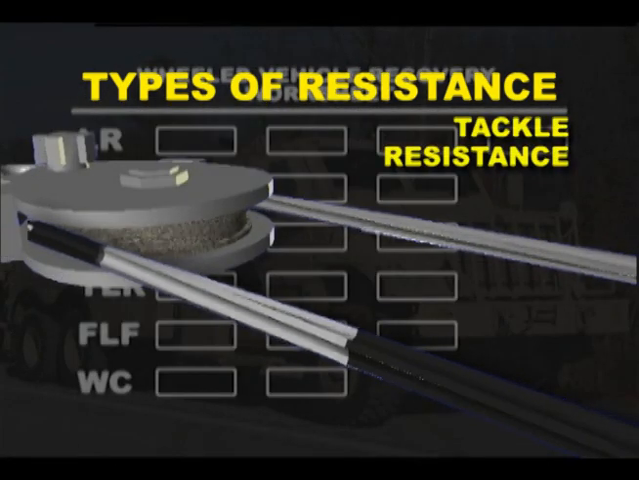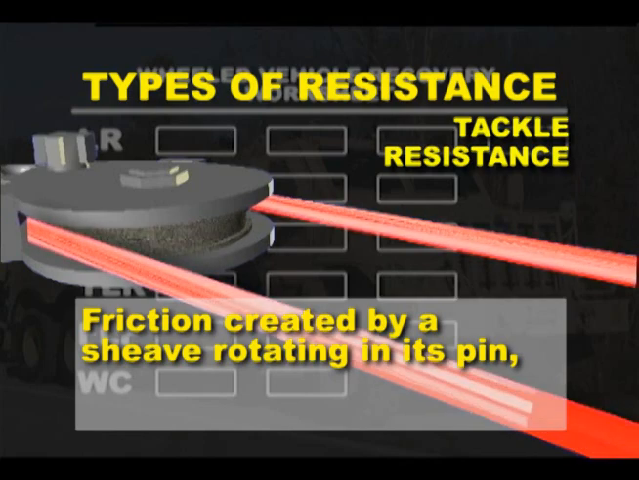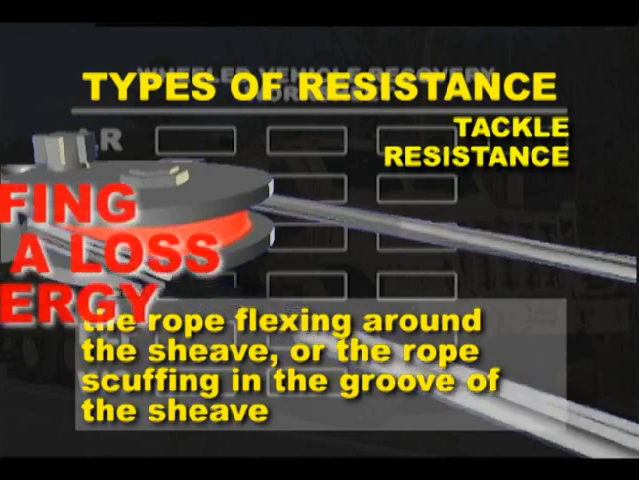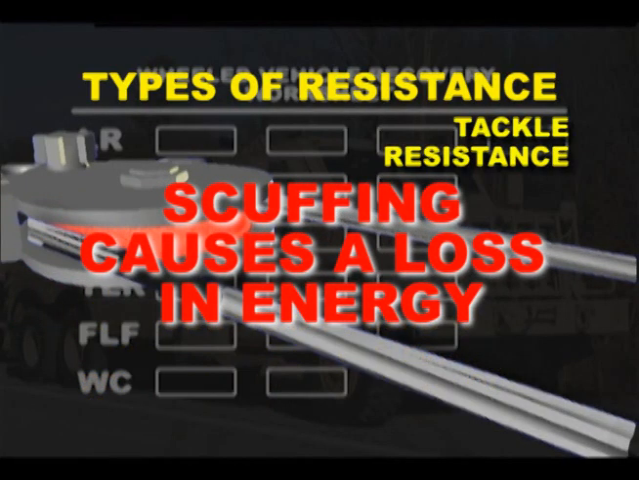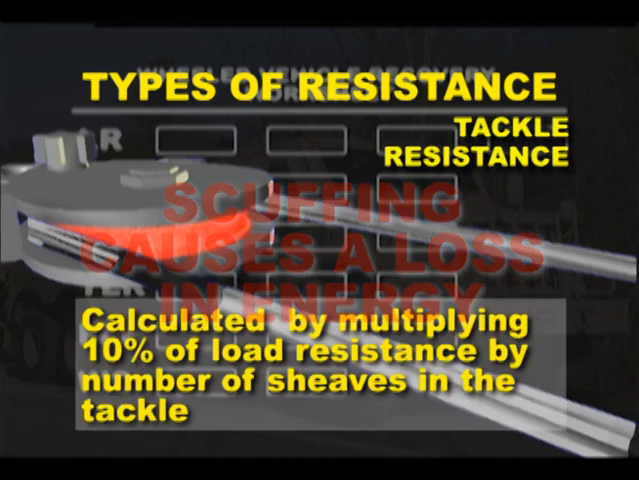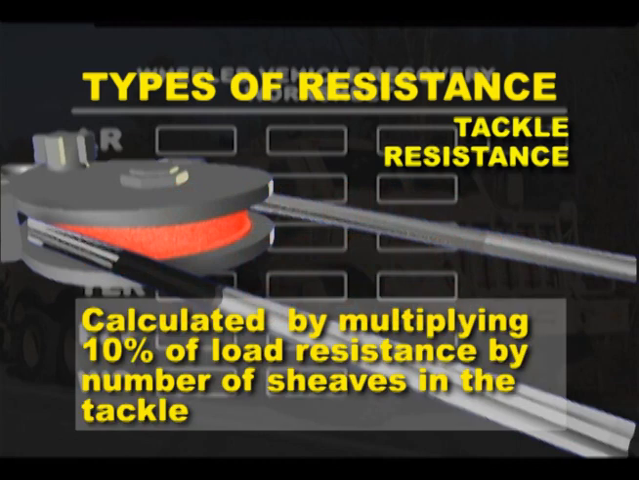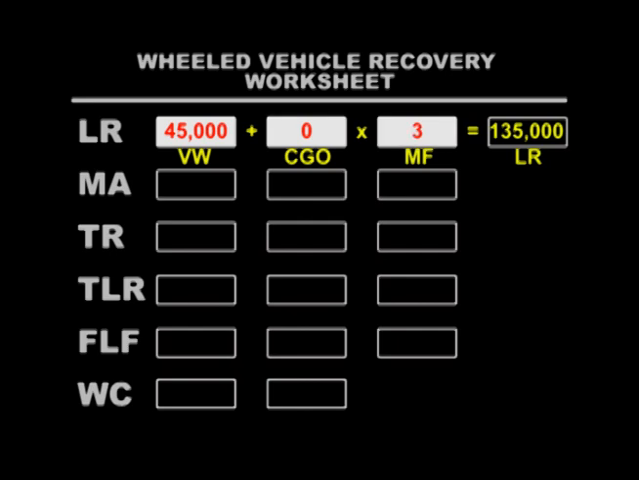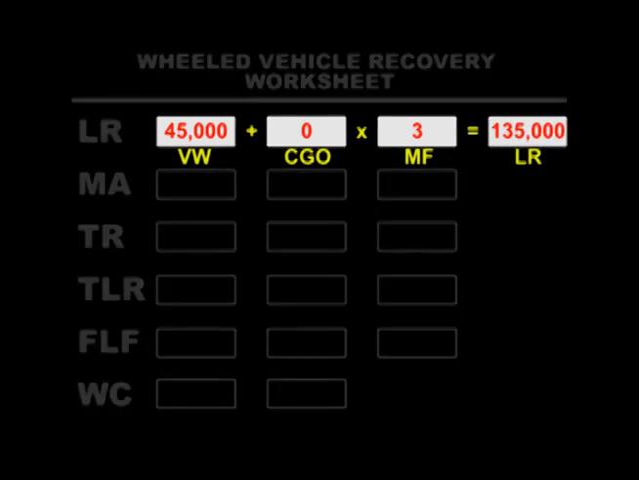Tackle resistance is friction created by a sheave rotating in its pin, the rope flexing around the sheave, or the rope scuffing in the groove of the sheave, causing a loss in energy as the rope passes around the sheave. Tackle resistance is calculated by multiplying 10% of the load resistance times the number of sheaves in the tackle. In our example, the vehicle weight is 45,000 pounds, plus a cargo weight of 0, multiplied by a mire factor of 3, so our load resistance equals 135,000 pounds.